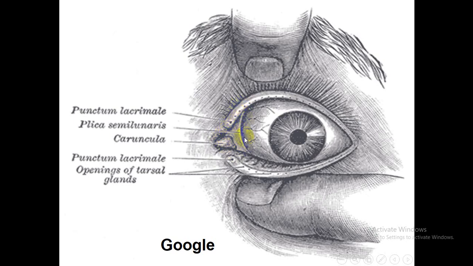Now this semilunar fold, or plica semilunaris, is a small fold of bulbar conjunctiva at the medial angle of the eye.